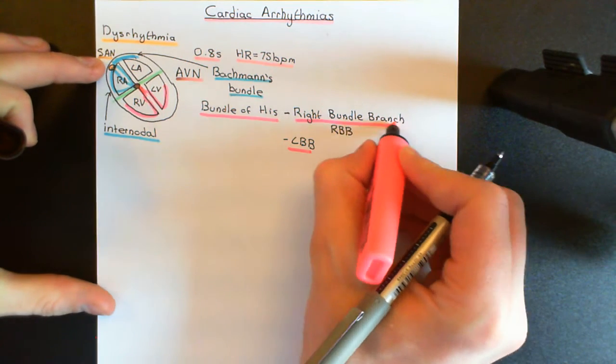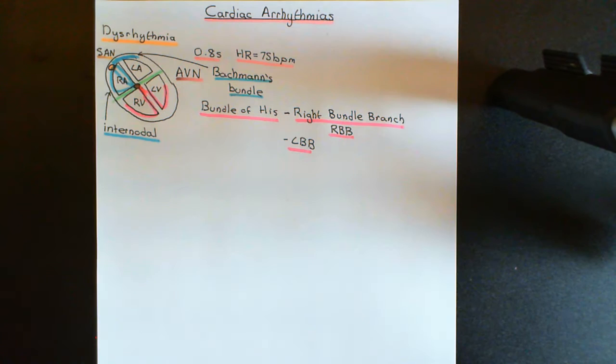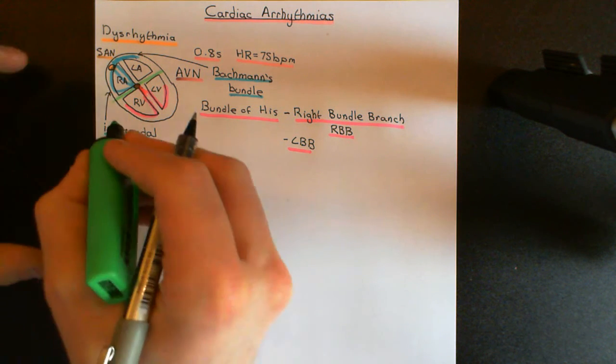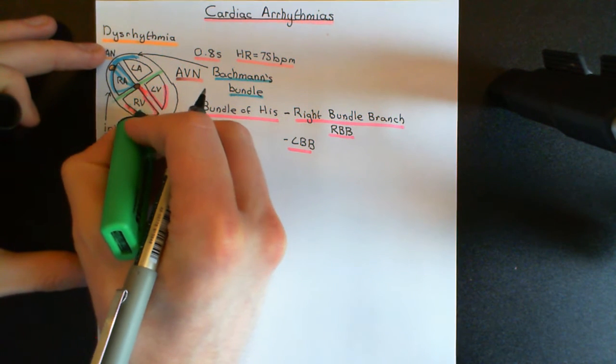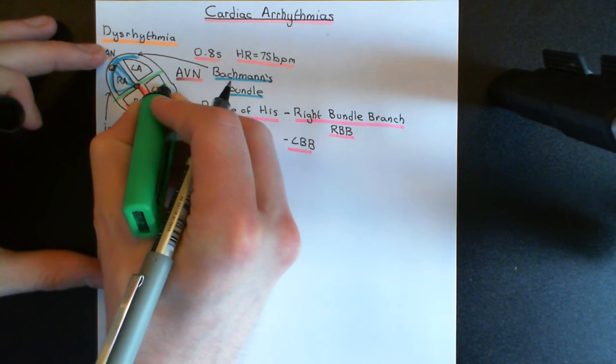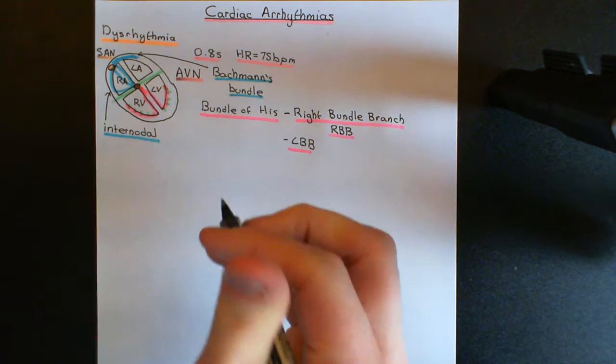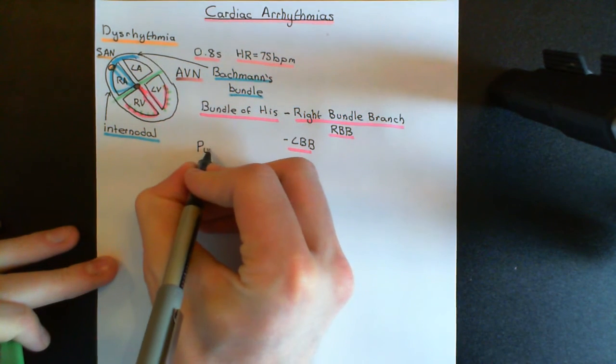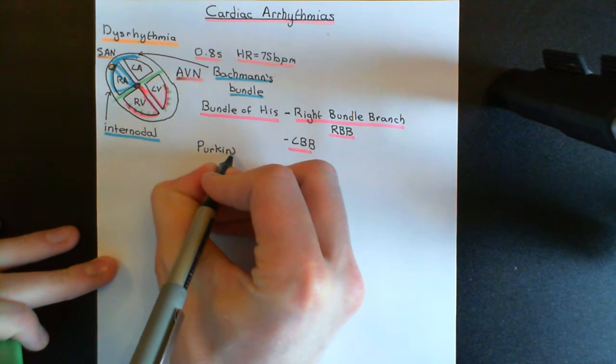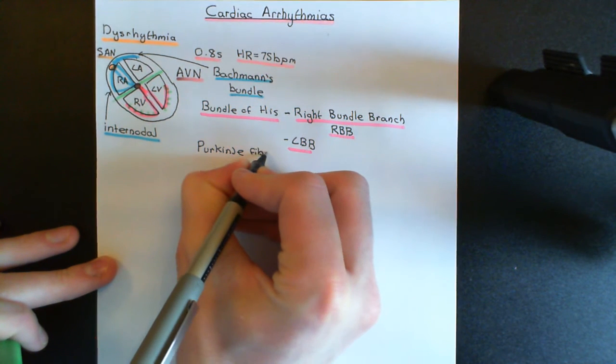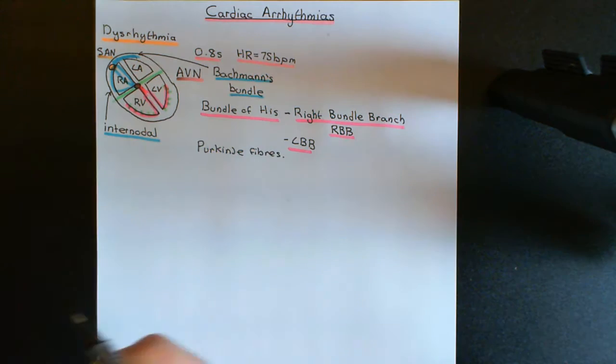Okay, right, so then what happens is that the bundle branches are going to give off smaller little fibres that are then going to pass the action potential to the contractile cardiomyocytes of the ventricular walls, and these smaller little conduction fibres are known as the Purkinje fibres. So I'll have these in green here. So off the bundle branches you're going to have lots of little conduction fibres coming off, and these are now known as the Purkinje fibres. Okay, and they will pass the electrical signal, the action potential, onto the contractile cardiomyocytes.